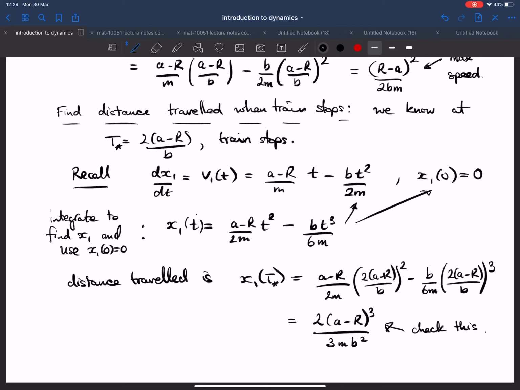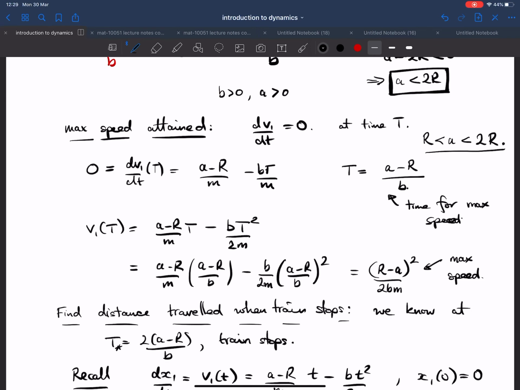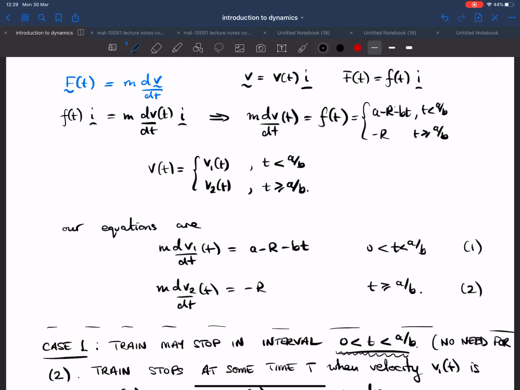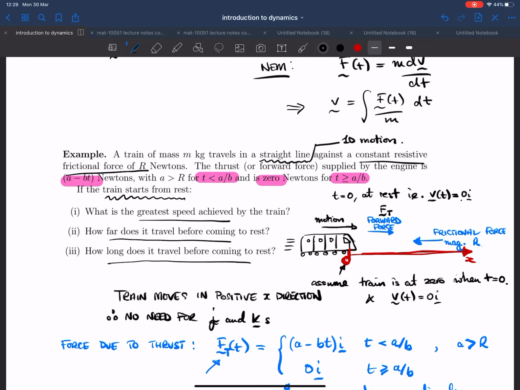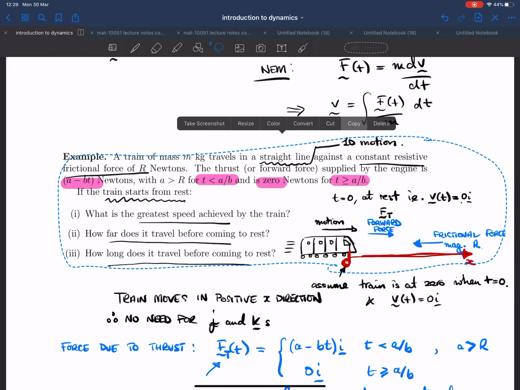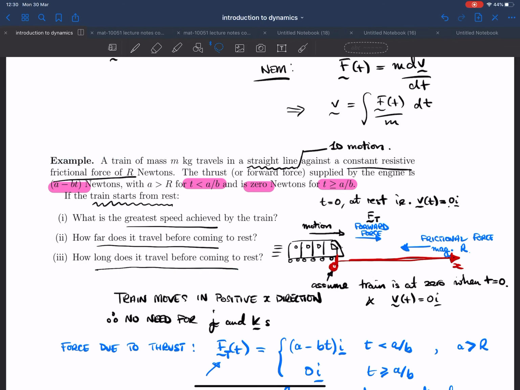Okay, so that was for the case where the train stops before A over B. So next, we'll take this and look at the next part of the question, which is when this thing stops after A over B. Okay.